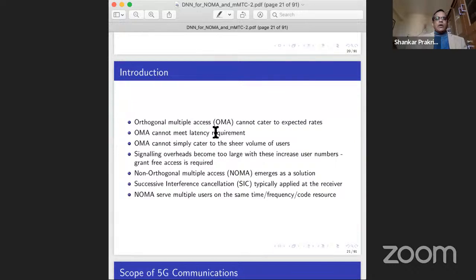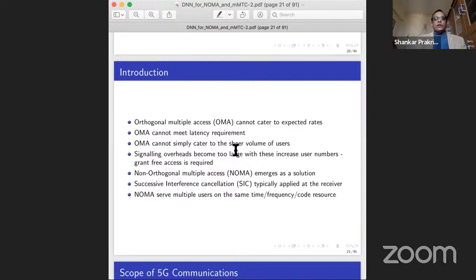Okay? And also orthogonal multiple access, as it is called, whatever has been traditionally used, cannot meet your latency requirement for sure. Right? You need to have, for example, in the uplink, devices communicating with very low latency to the access point. That is not going to be possible with orthogonal multiple access when there are going to be 10 million devices per square kilometer or more, right?